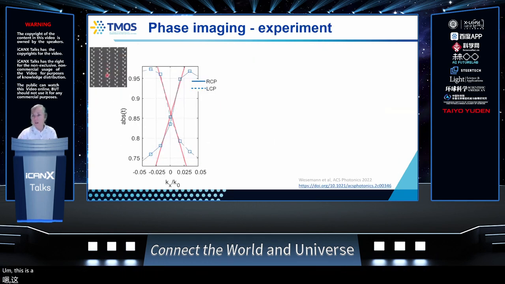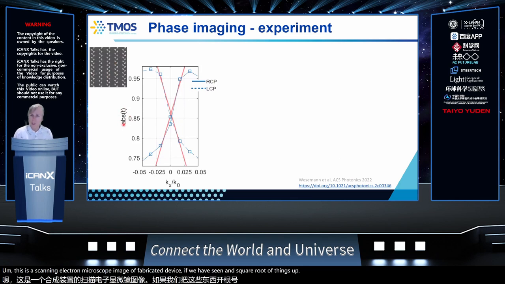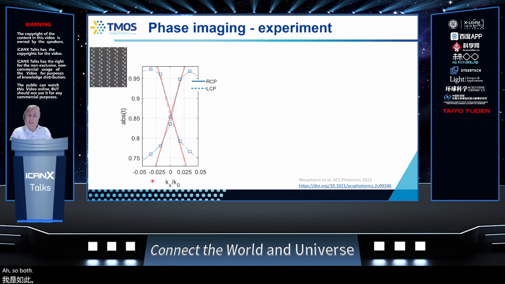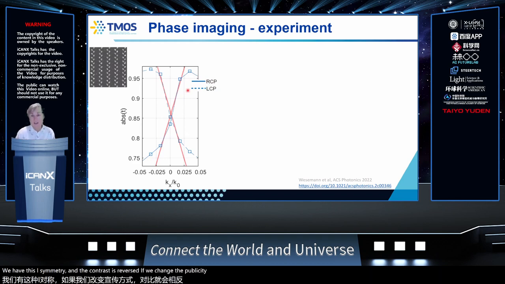This is a scanning electron microscope image of the fabricated device. Here we have the square root of the transmission as a function of spatial frequency, and this is at that resonant wavelength. And we look at it for right and left circularly polarized light, and you can see that we have this asymmetry and the contrast is reversed if we change the helicity of the incident light. So these data points here are the experimentally obtained values.